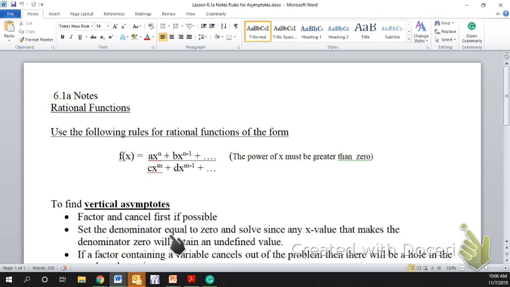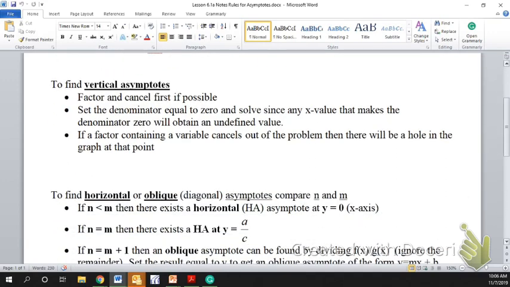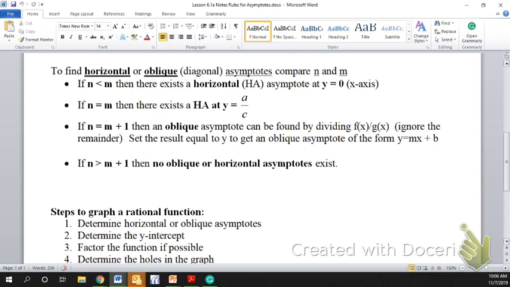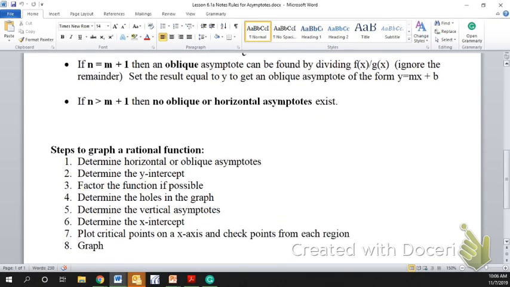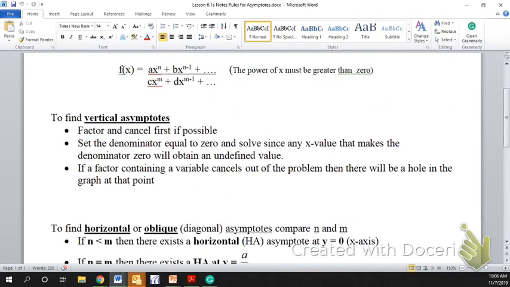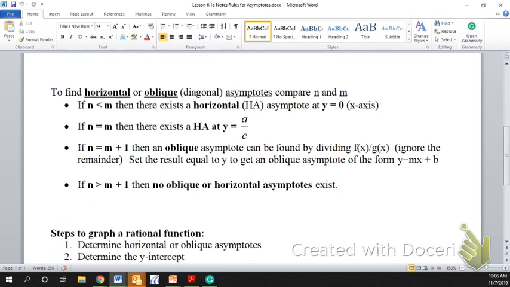So it's basically going to look like some sort of polynomial over a polynomial. Underneath that, I've got instructions for vertical asymptotes, then instructions for horizontal or oblique asymptotes, and then down at the bottom I have steps on how to graph a rational function. This is just a generic reference sheet: how to find verticals, how to find horizontals.